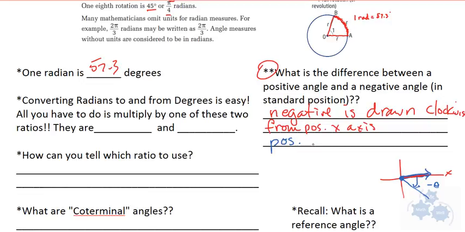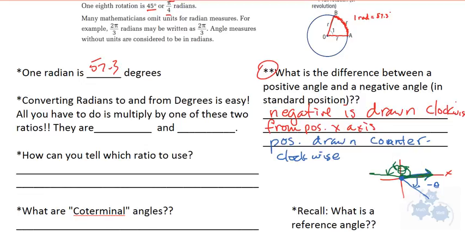Positive is drawn counterclockwise, with all of the same things. So vertex at the origin, initial arm, initial ray on the positive x-axis, and then it's drawn in a counterclockwise direction. And that's positive theta there.